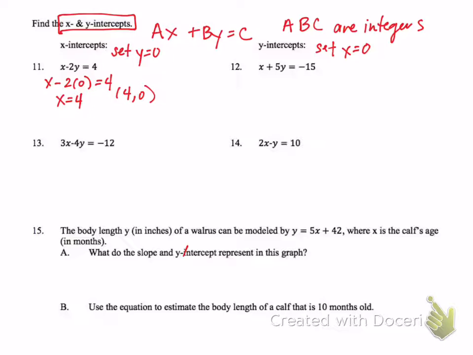Then I do the same thing for a y-intercept. I'm going to set x equal to 0. So the equation would look like 0 minus 2y equals 4. So negative 2y equals 4. Divide by negative 2. y equals negative 2. And the ordered pair would be 0, negative 2.